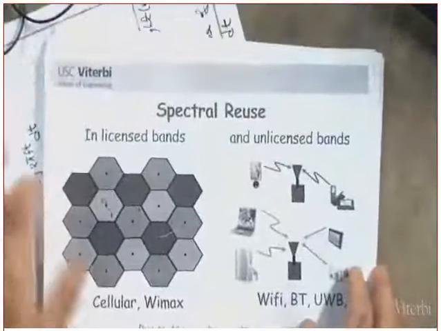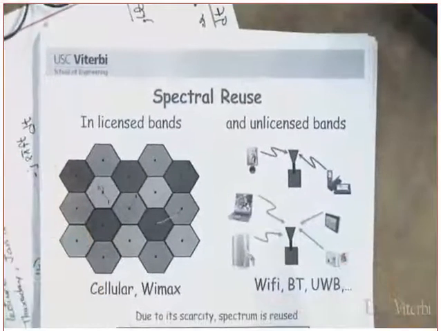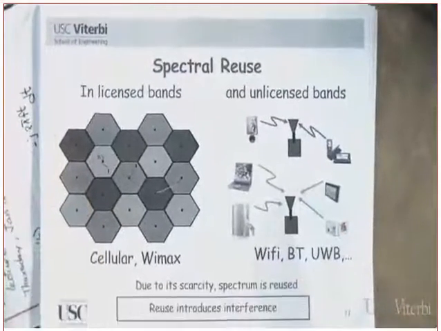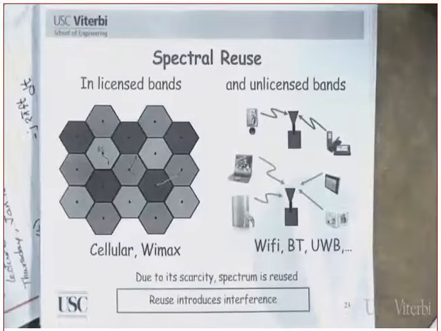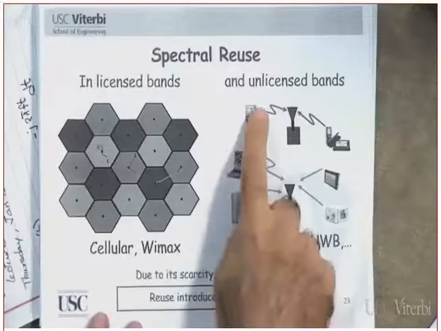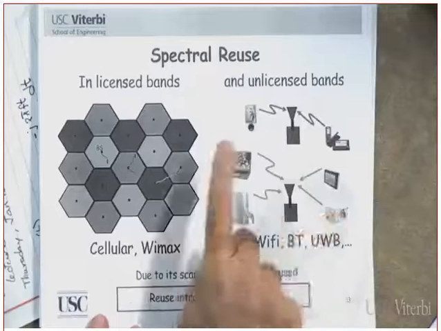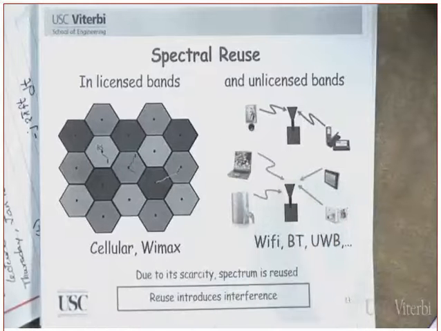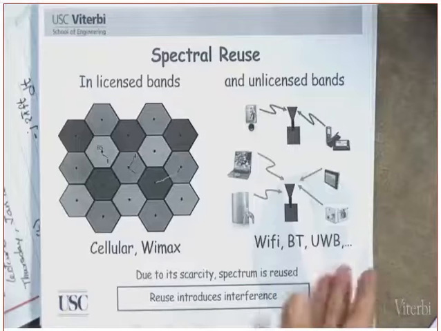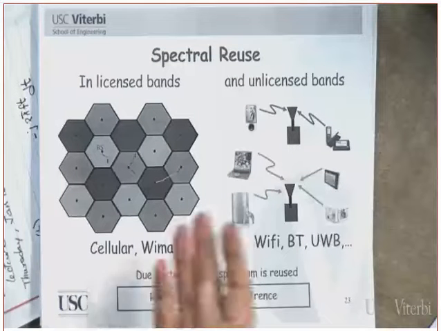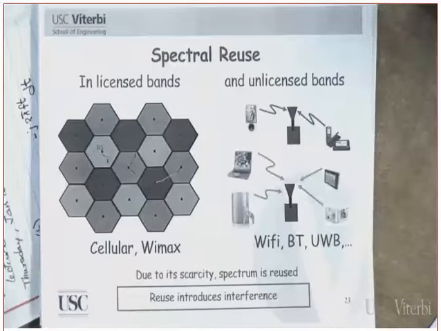Okay. The spectrum, as I told you, could be a licensed band. Licensed band means the operator needs to pay money to the FCC to be allowed to operate. In the unlicensed band, you can operate without any license, as long as you adhere to the FCC regulations, so that you do not cause unacceptable interference to your fellow users or to users in the nearby licensed band.